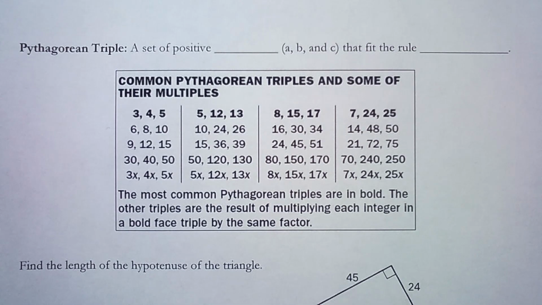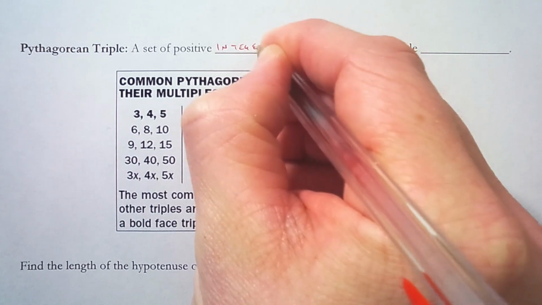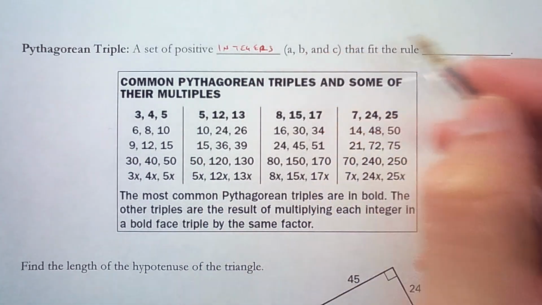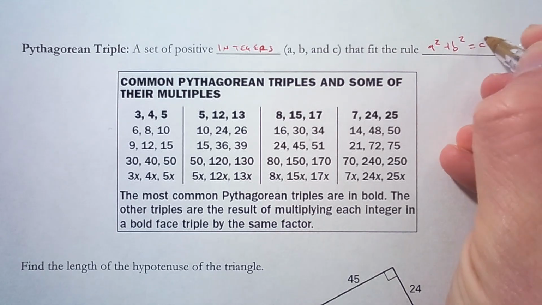Hey guys, today we are going to continue learning about the Pythagorean Theorem, and today we're going to actually talk about Pythagorean triples. A Pythagorean triple is a set of positive integers, a, b, and c, that fit the rule a squared plus b squared equals c squared.